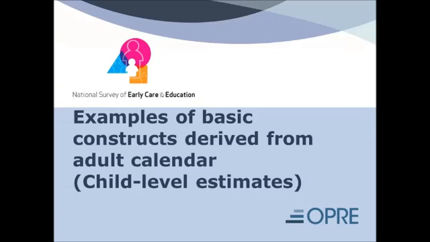So we thought it would be helpful to actually show an example analysis that makes use of these data to give you some taste of the types of things we can learn. What I'll be presenting to you here are child level estimates that derive constructs from the adult calendar and that are focused on children ages 0 through 60 months, living in households with either 1 or 2 adults.